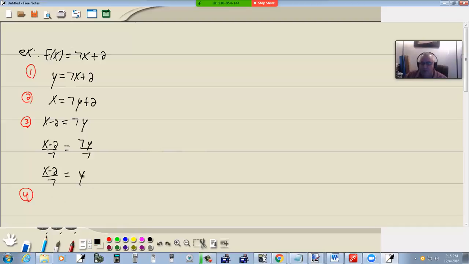And then step 4 is replace our y with our inverse notation. So the inverse of f is going to equal x minus 2 over 7, or 1/7 x minus 2/7 if you split it up into two separate fractions.